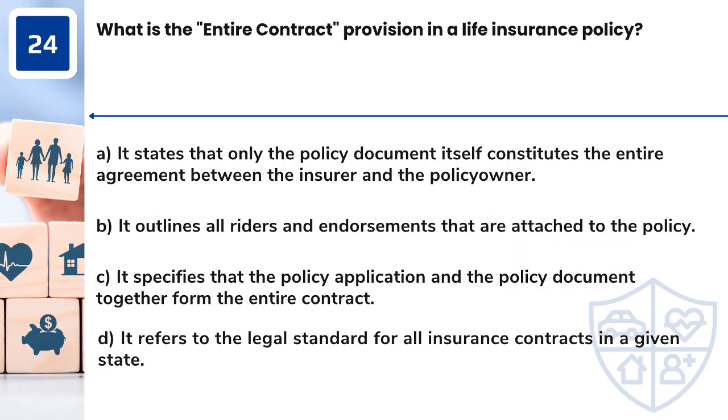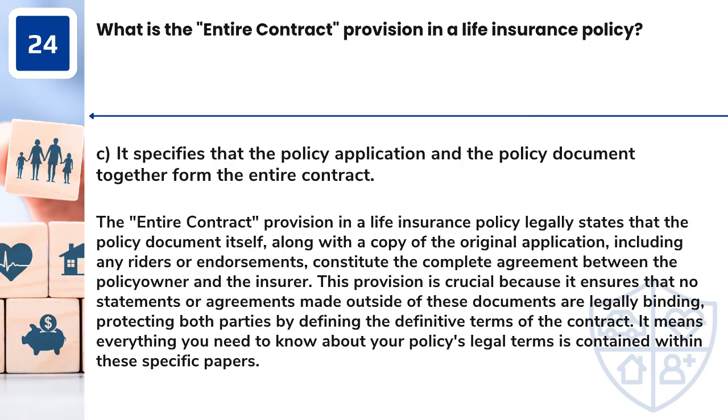Question 24. What is the entire contract provision in a life insurance policy? A. It states that only the policy document itself constitutes the entire agreement between the insurer and the policy owner. B. It outlines all riders and endorsements that are attached to the policy. C. It specifies that the policy application and the policy document together form the entire contract. D. It refers to the legal standard for all insurance contracts in a given state.